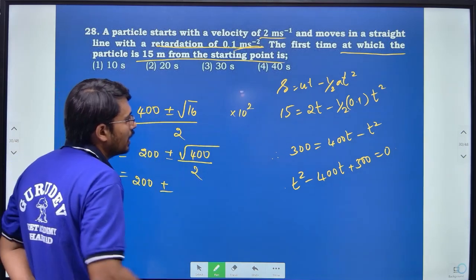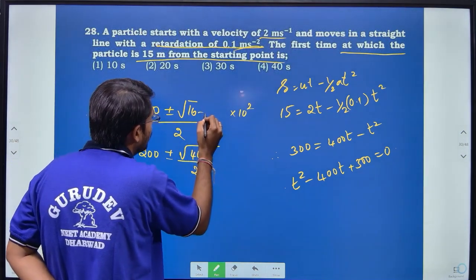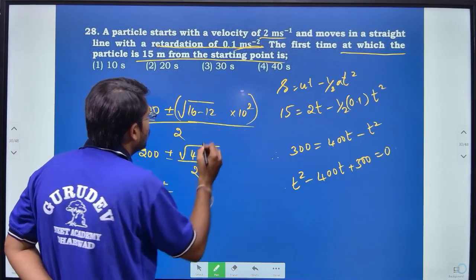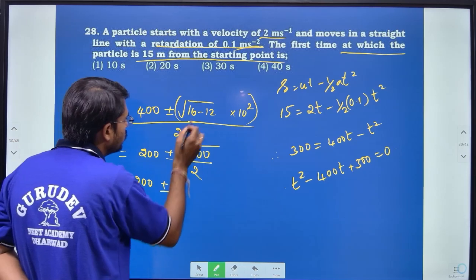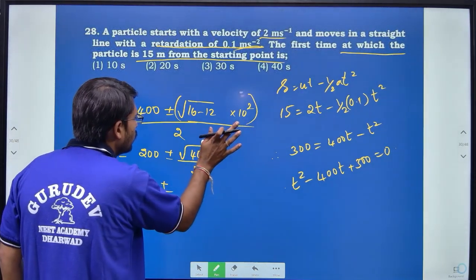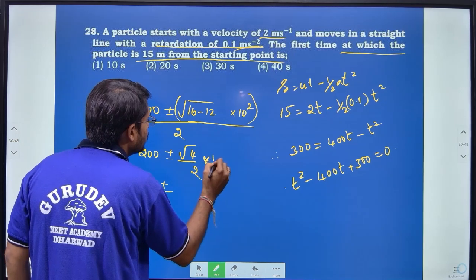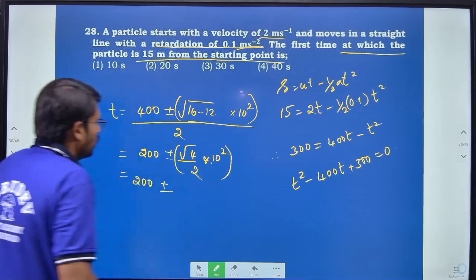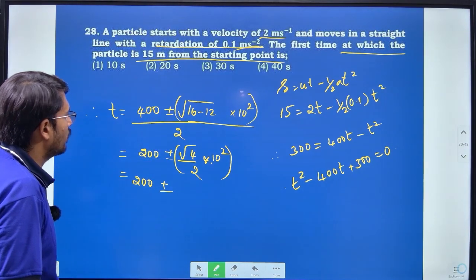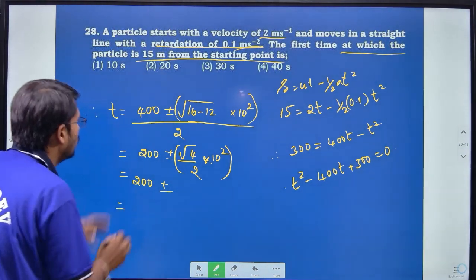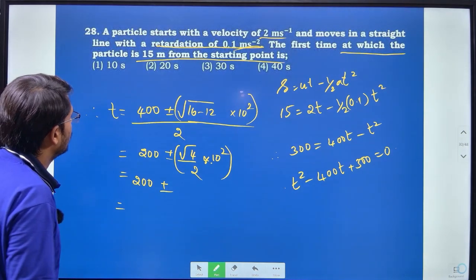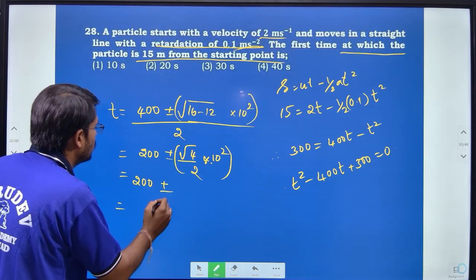Then I can simplify this. That is 16 minus 4 into 3, that is just 12. Only this particular part. So what do you get here? 16 minus 12 will be just 4, 4 into 10 power 2. If that is the case, what do you get? Root 4 is 2, so that will be 200 plus or minus again. Here we get 2, that is 100.